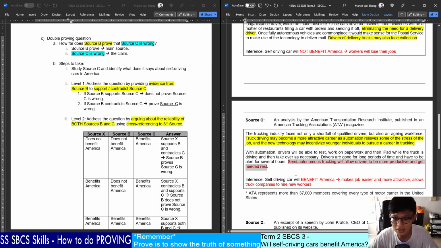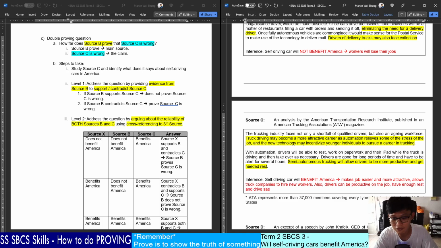Why is this important as well? Because if a driver has enough rest, the chances of accidents actually decrease. So the second point is that drivers can also be productive on the job. Have enough rest and drive safely, reducing road accidents. So this source is actually trying to tell us that, despite everything that was said, technology and self-driving cars actually benefit America.